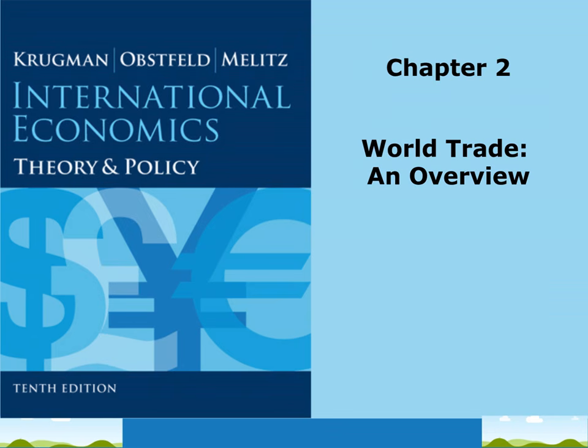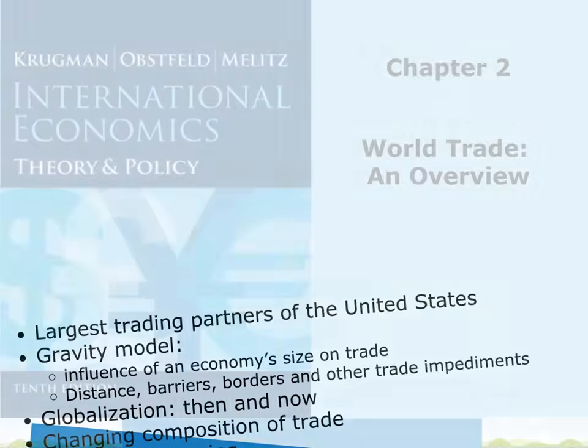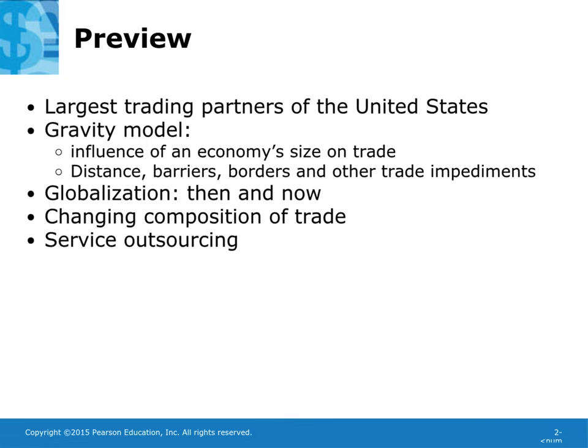Good morning everyone. Today we are diving into Chapter 2 of our text, World Trade, an Overview. This chapter is divided into 5 key areas. First, we'll identify the major players by looking at the largest trading partners of the US. Then, we'll introduce the gravity model, which examines how an economy's size and geographic distance determine trade flow.